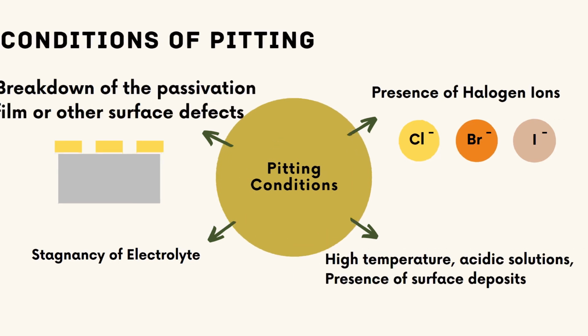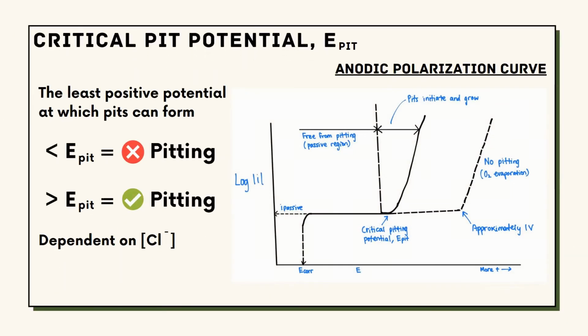The critical pit potential is the least positive potential at which pits can form. Below critical pit potential, no pitting will occur. Pitting will only occur at and above the critical pit potential. Its value is dependent on chloride concentration. For a given chloride concentration, the more positive the critical pitting potential, the more resistant to pit initiation.